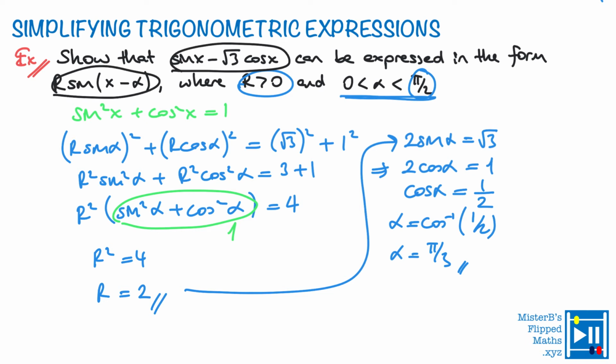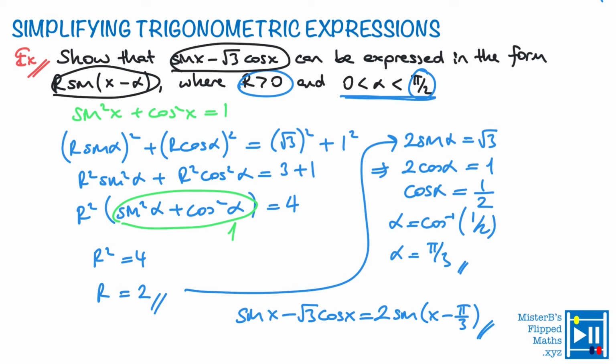So let's do that. Sine x minus root 3 cosine x is nothing but 2 times sine x minus pi over 3. So that is how I express sine x minus root 3 cosine x in the form r times sine brackets x minus alpha. Now you will see that the first part of questions will be of this form. So what could be the second part of the questions?